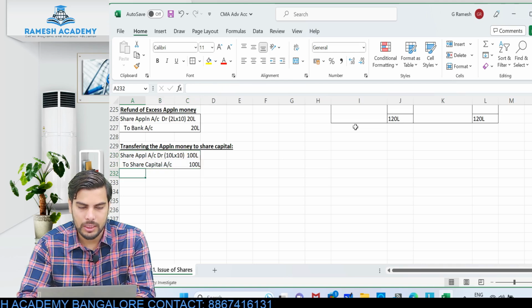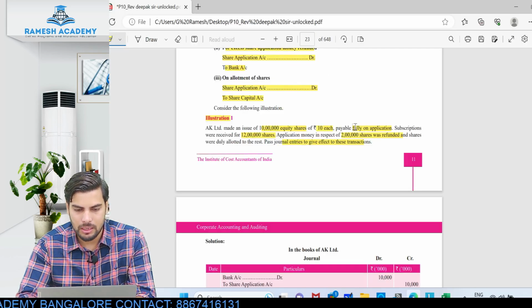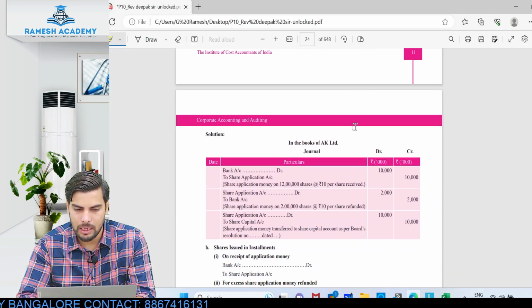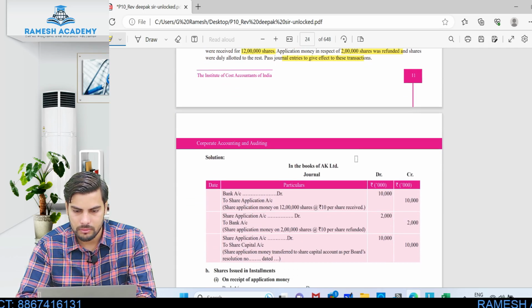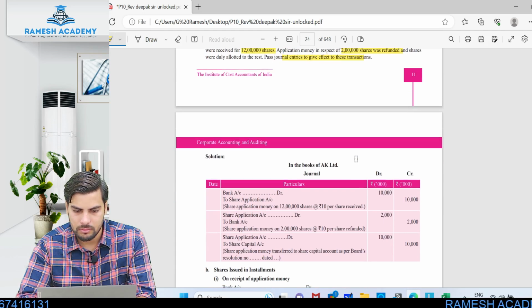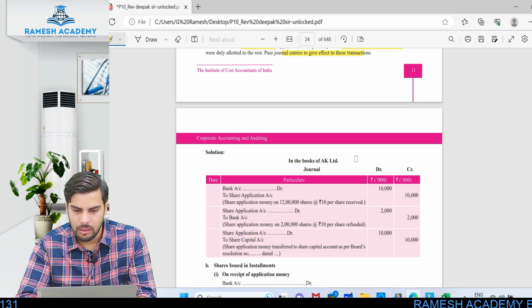This would be our last entry. Clear? You just check out the solution, it would be exactly the same thing. Look at this, bank account data to share application. No, not this. The amount they have written it wrongly.